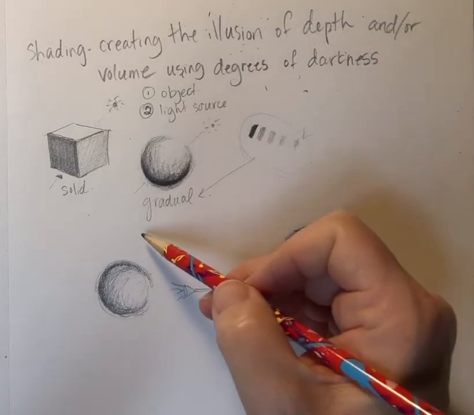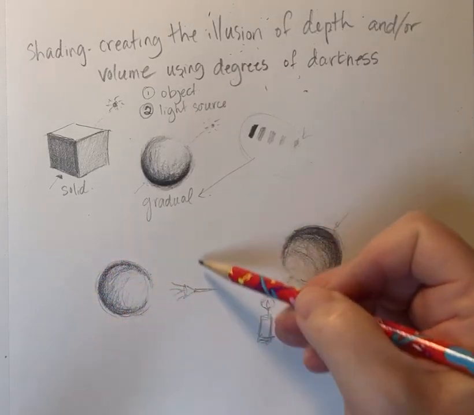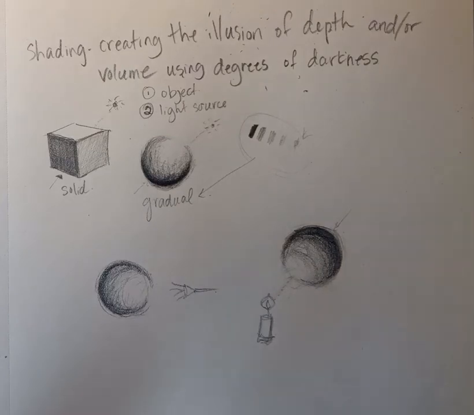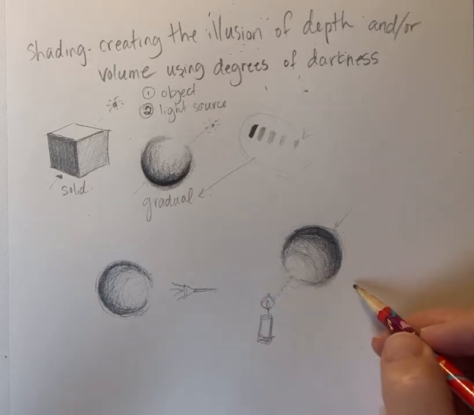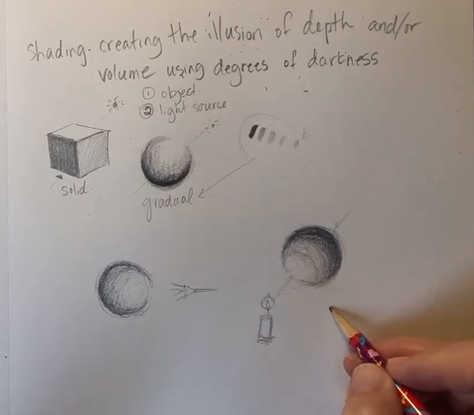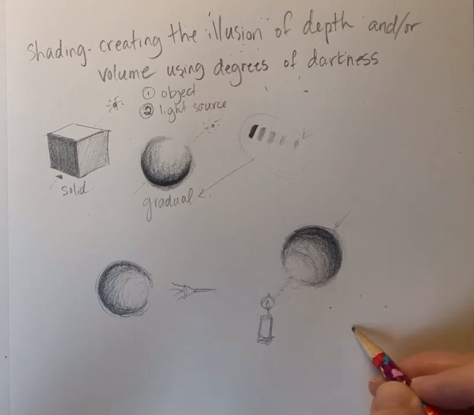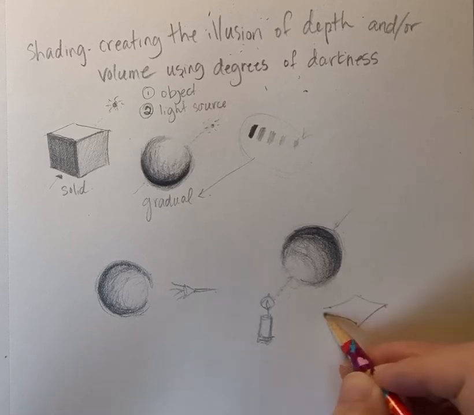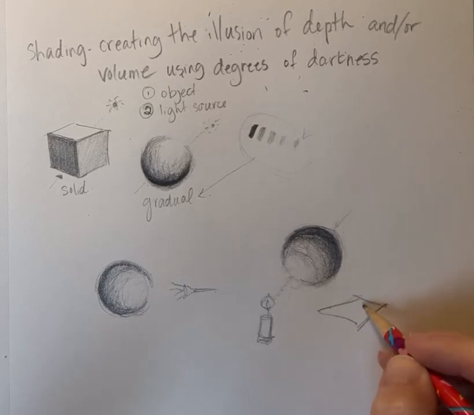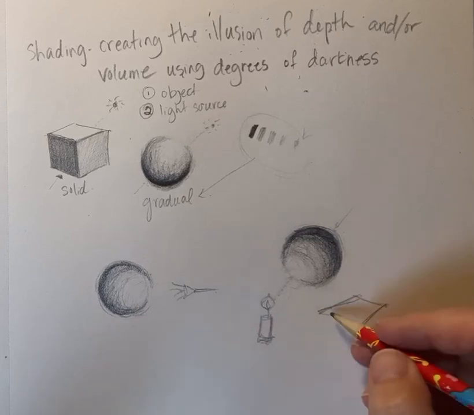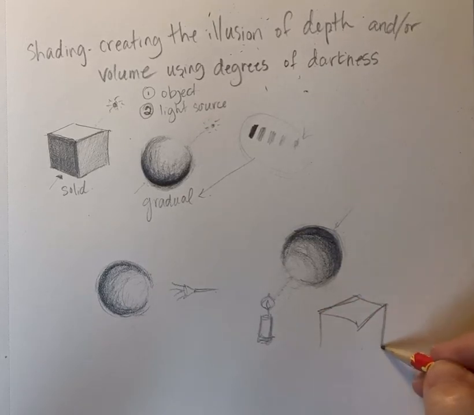You can move your light source all over the place and just see what that would look like on your object. The same thing goes for your solid shading. If you want to practice, you can use the same light source and maybe just move your objects around depending on the objects and where they are. Oh, that was a little sloppy, but that's okay. It's our sketchbook.